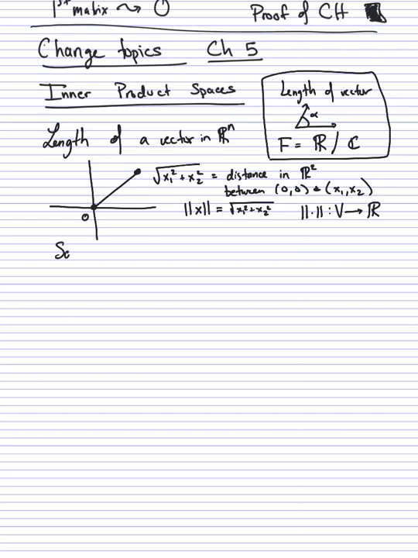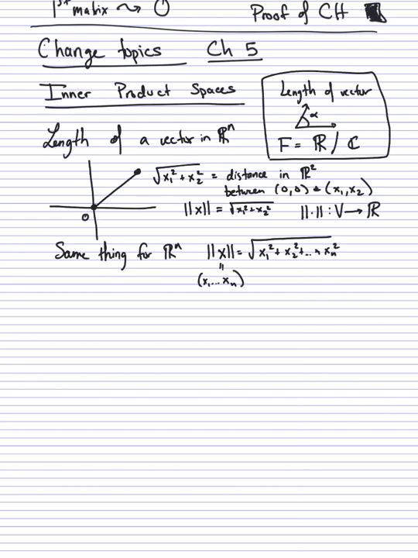You can do the same thing in Rn, okay? So the distance between the origin and a coordinate in Rn is just, well, I'll write it this way: the norm of x is equal to the root of x1 squared plus x2 squared up through xn squared. Okay, so this is my vector x1 up through xn.